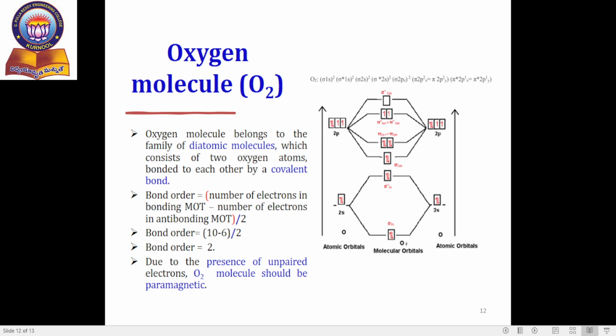If we calculate the bond order by taking the outermost electronic configuration, we are filling the electrons in the 2s and 2p orbitals. Here two unpaired electrons are present. Due to the presence of unpaired electrons, the oxygen molecule should be paramagnetic. The electronic configuration is sigma 1s2, sigma star 1s2, sigma 2s2, sigma star 2s2, sigma 2pz2, pi 2px2, pi 2py2, pi star 2px1 and pi star 2py1.